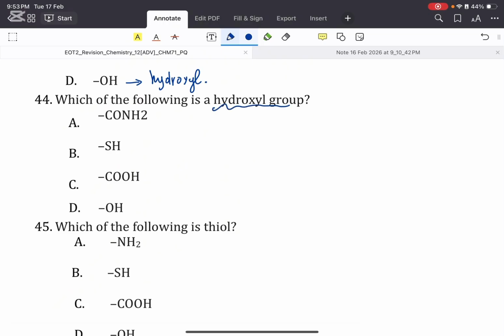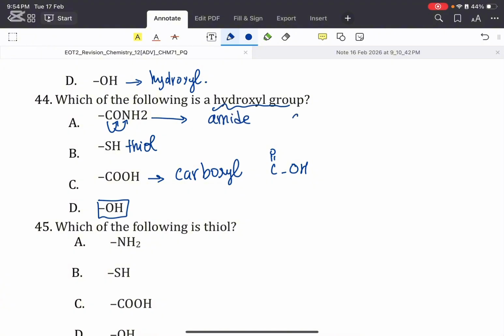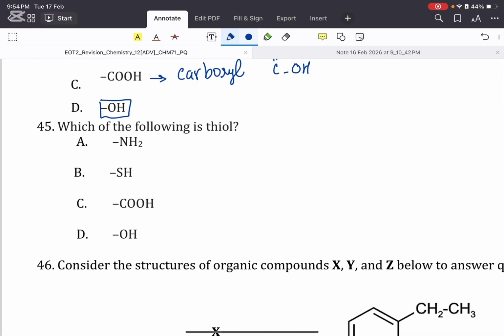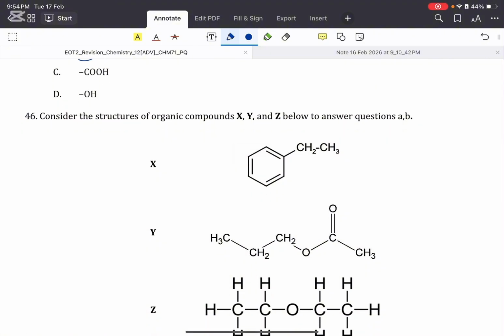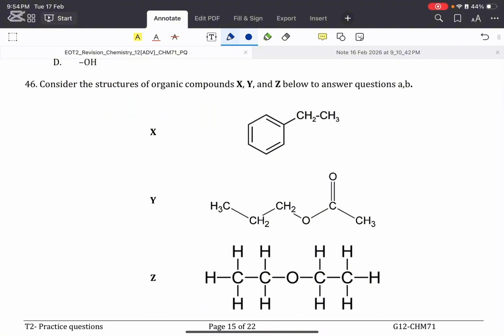Again, hydroxyl. Hydroxyl is D. This one is carboxyl. This one is thiol. And guess what? There's a carbon and there's an oxygen and there's a nitrogen. So that is amide. C double bond O, and there is an H2. Which of the following is thiol? That is thiol. Now consider the structure of organic compounds X, Y, and Z.